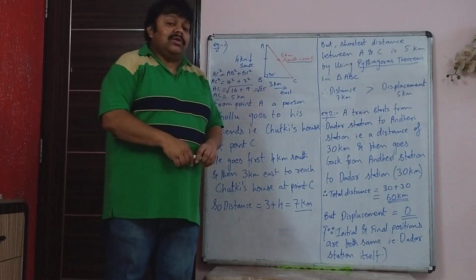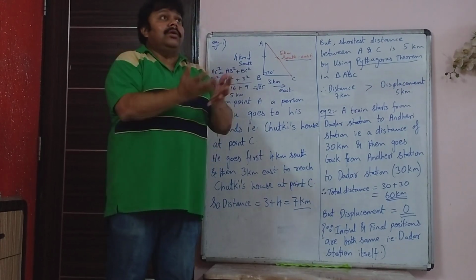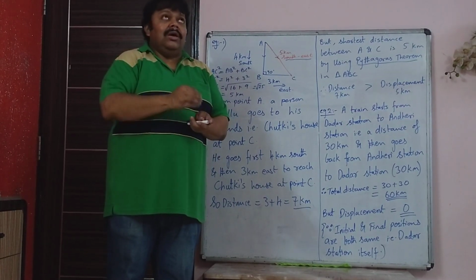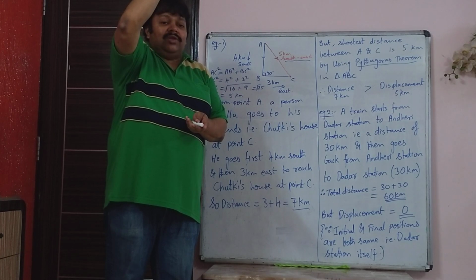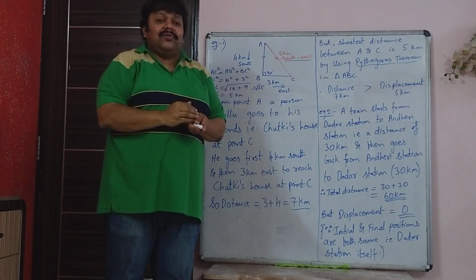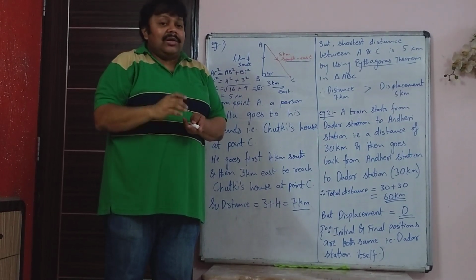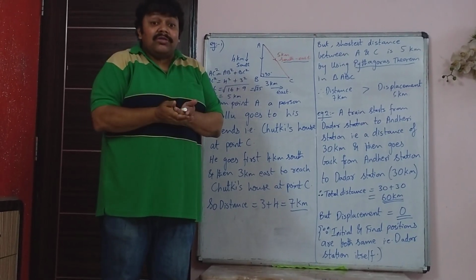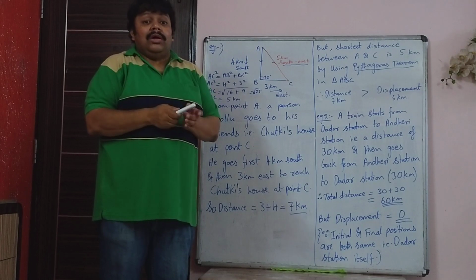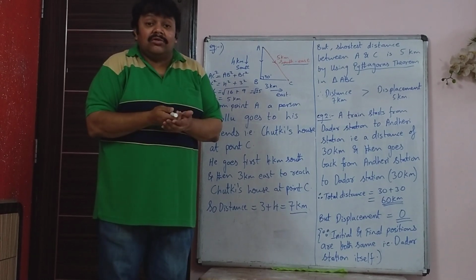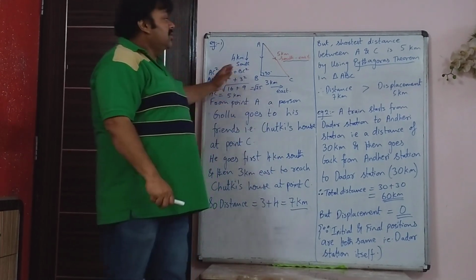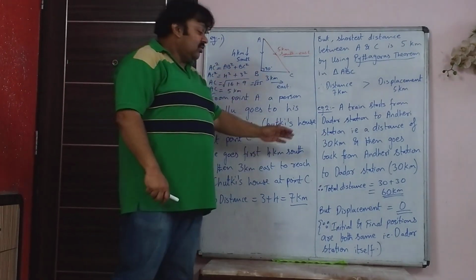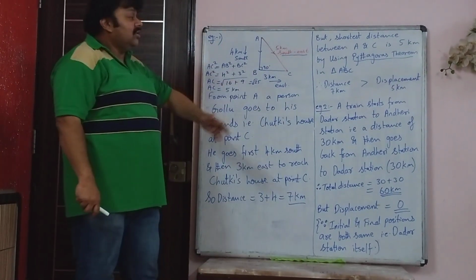Same example, you can say I throw this marker up and catch it. The marker has gone maybe 50 centimeters up and come back 50 centimeters. So the marker has travelled a distance of 100 centimeters. But displacement is 0. Why? Because it has come back to its original position. So please understand the difference between distance and displacement and copy this down in your notebooks.